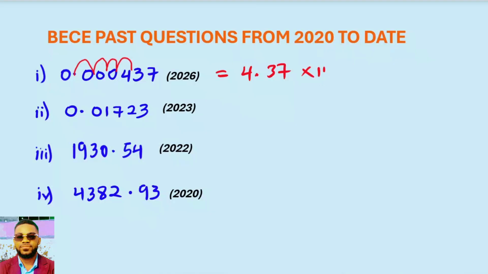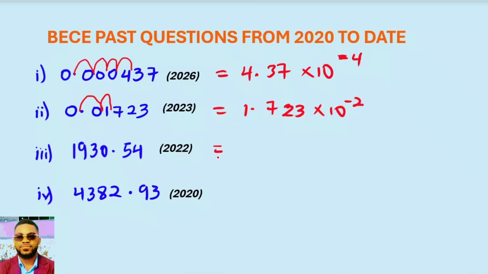So we're going to get 4.37 times 10. How many times did we move? We moved 4 times, so that is 1, 2, 3, 4. And to the right, so we have a negative exponent. So we have negative 4. So that is it. Let's take this one too. We have to move to the right once again, and that's going to be 1, 2. We have 1.723 times 10 exponent negative 2.